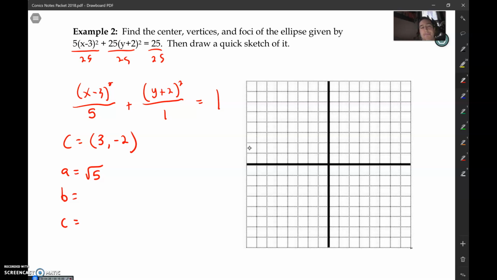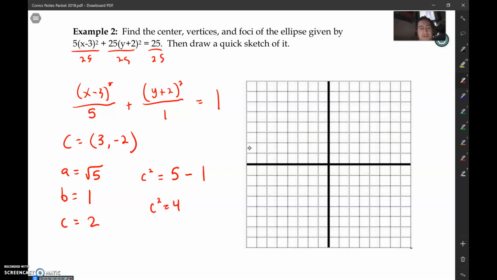Okay? B is the square root of the smaller of the two. So B is the square root of 1, which is 1. And C, if you remember correctly, C squared is equal to A squared, which is 5, minus B squared, which is 1. So C squared equals 4, so C equals 2. So we now have our center, our A, our B, our C. We're ready to sketch.